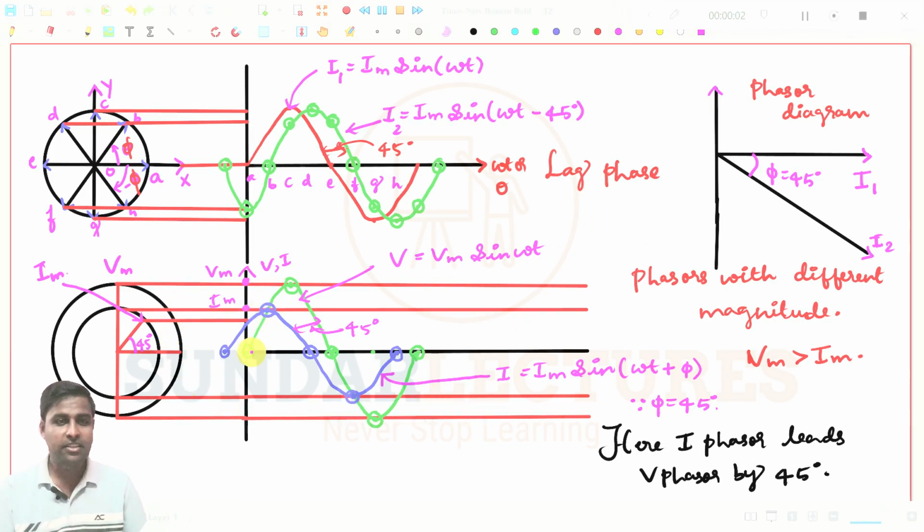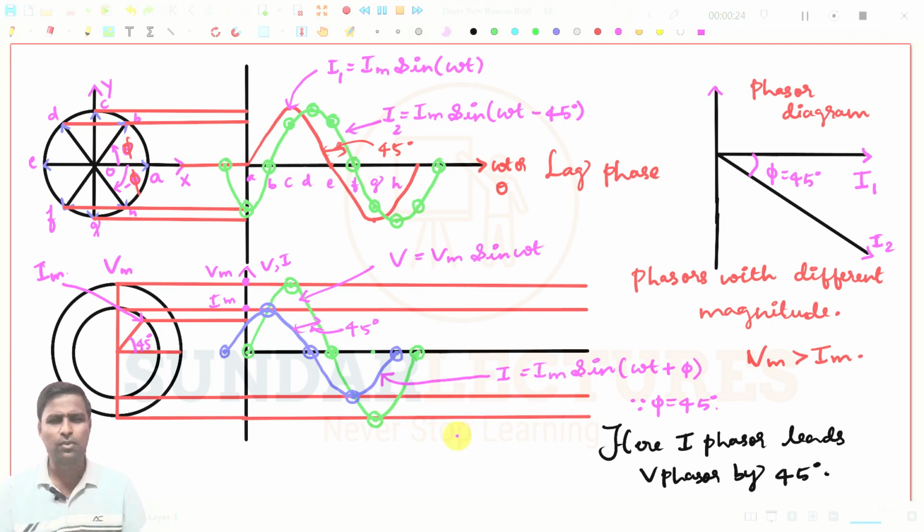So this is the point you have to understand, and I have written here. This is the phasor with a different magnitude. That means it may be I1, I2. See, it may be I1 is equal to Im1 sin omega t and I2 is equal to Im2 sin omega t plus 45 degree. That it can be written like this also, like that also.